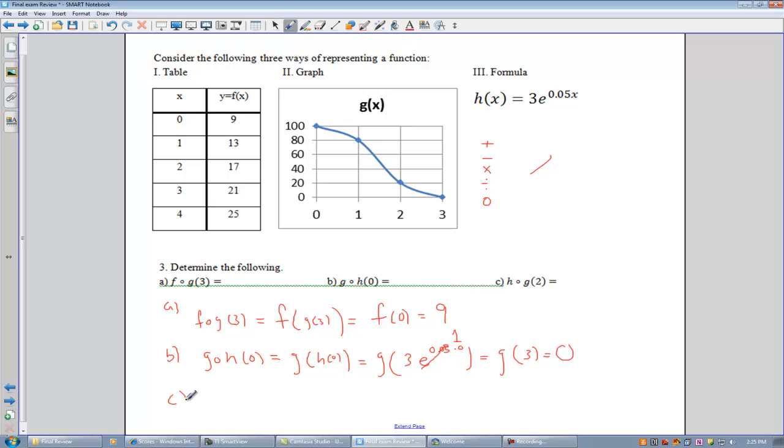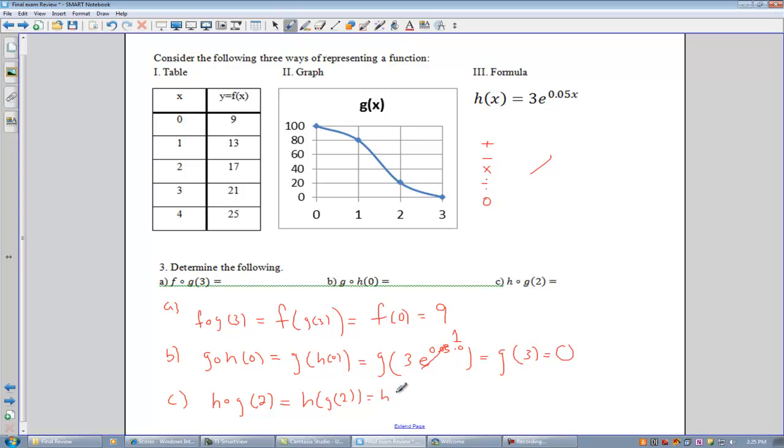And then finally, part C, I want to find g composed with g evaluated at 2. And so this is h of g of 2, which is equal to, well, what's g of 2? Here's 2. If I plug it into g, I get out 20.